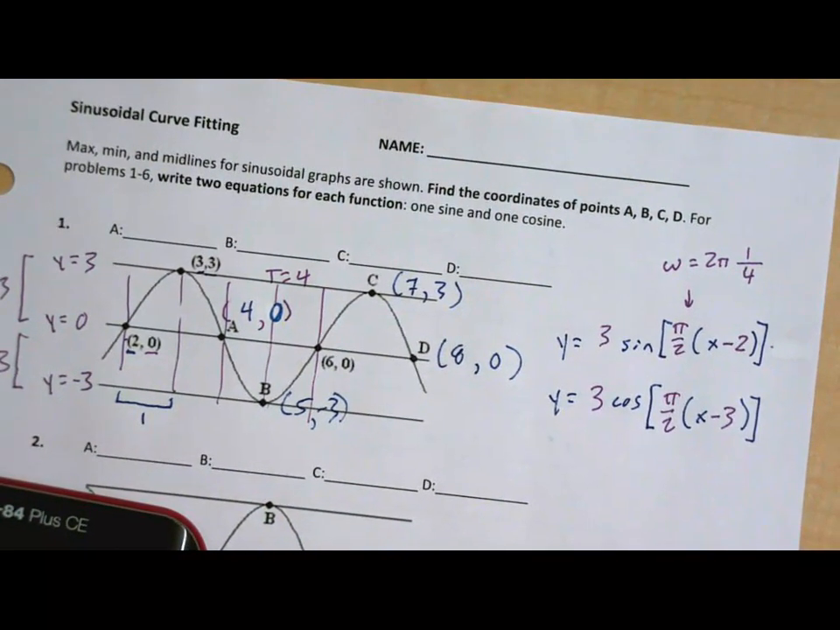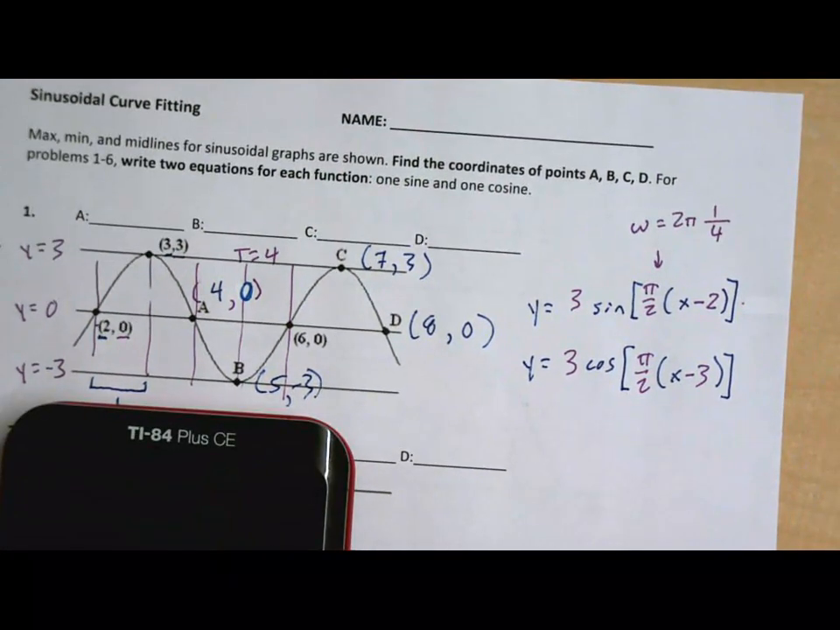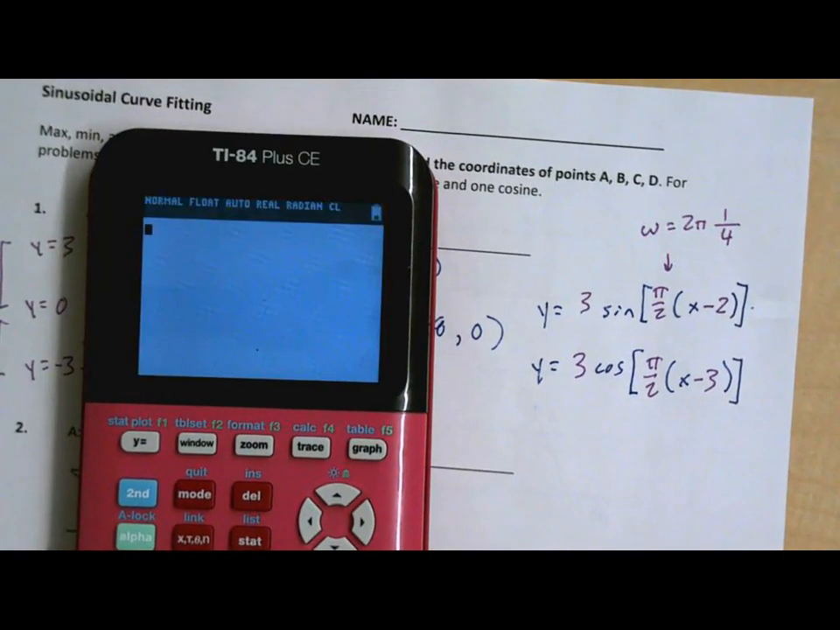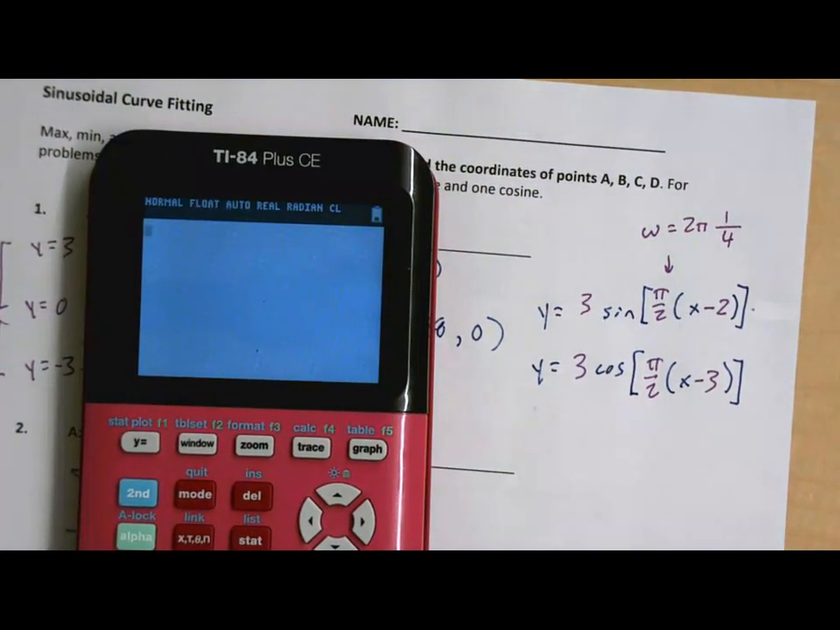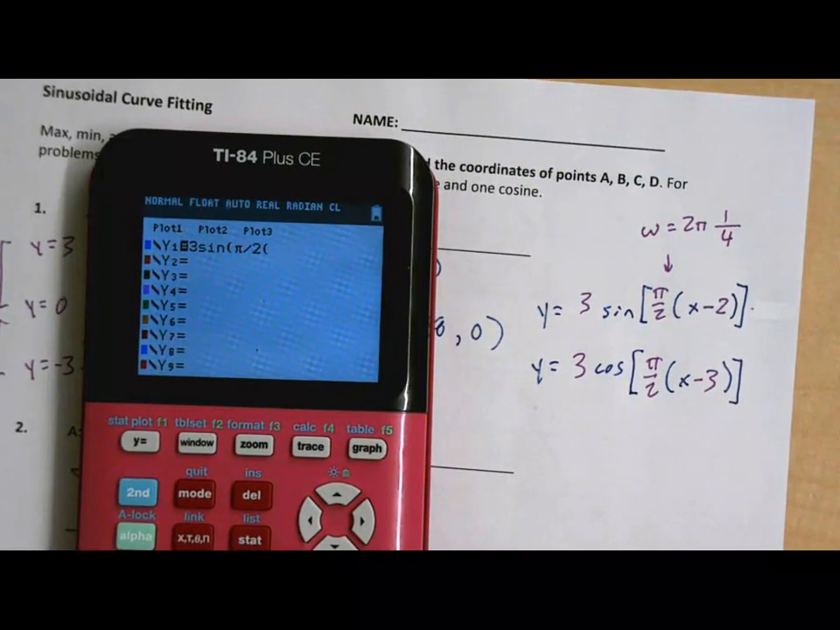You guys have your calculators out. This can go a lot faster for us if we utilize a nice function of our calculator. So I want you to go into your y equals. We're not going to graph these things. We're going to use the table instead. Okay, so go into your y equals, put your sine and your cosine equations in. 3 sine. Be careful with your parentheses.